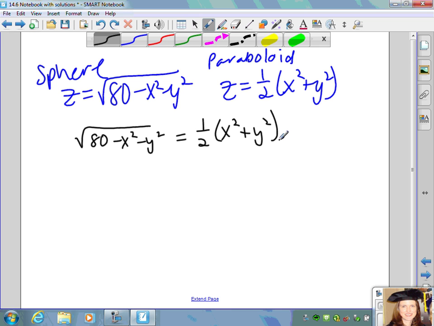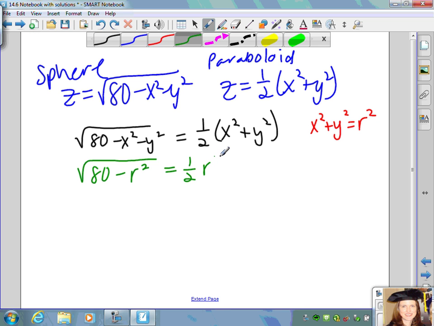One thing we can do is by substitution that will simplify this equation a little bit. And recall that in converting to polar, there's a conversion equation for x squared plus y squared. We know that that is equal to r squared. So we can write this equation as the square root of 80 minus that quantity of x squared plus y squared. That we can write as 80 minus r squared. And this we can write as 1/2 of r squared.